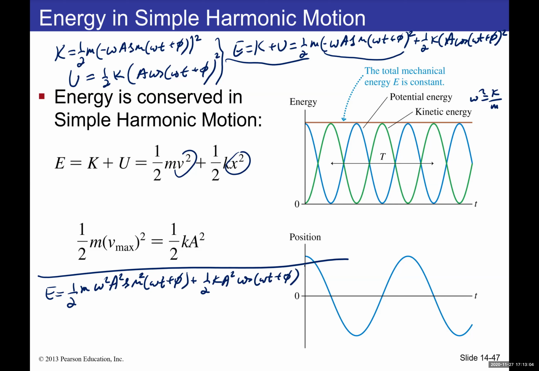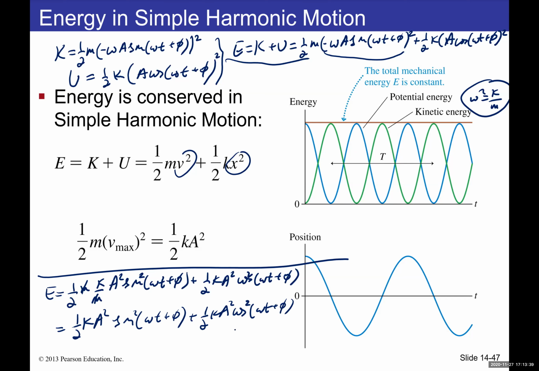Now I'm going to take omega squared that is right here and replace it with k over m. So if I do that, see what happens. If I replace this omega squared with k over m, then the m's cancel out, and what I end up with is 1/2 k A squared for this term, which is then sine squared of omega t plus phi, then plus 1/2 k A squared cosine squared of omega t plus phi. Okay, if I factor out 1/2 k A squared, then I end up with this.